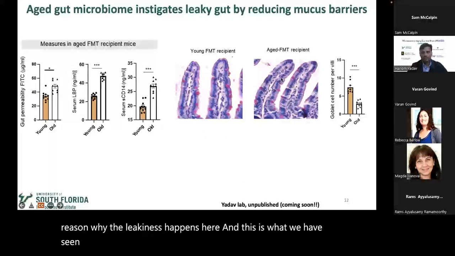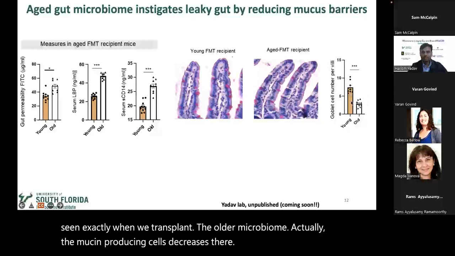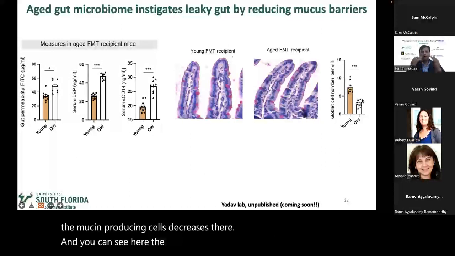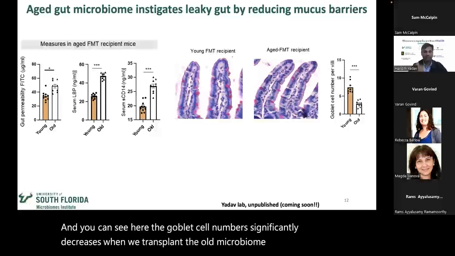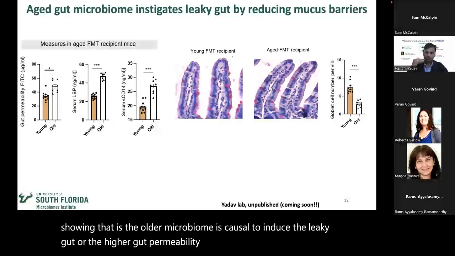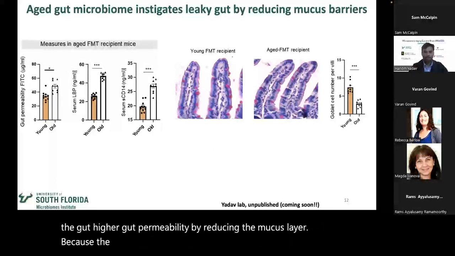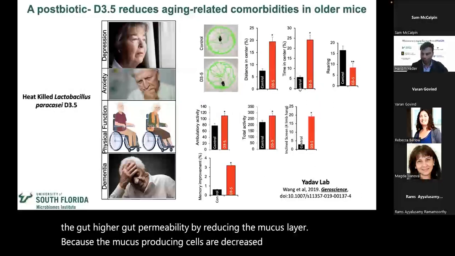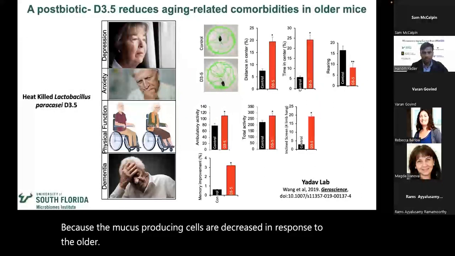When we transplant the older microbiome, the mucin-producing cells decrease. You can see here the goblet cell numbers significantly decrease when we transplant the old microbiome into the young, showing that the older microbiome is causal in inducing the leaky gut, or higher gut permeability, by reducing the mucus layer, because the mucus-producing cells are decreased in response to the older microbiome.